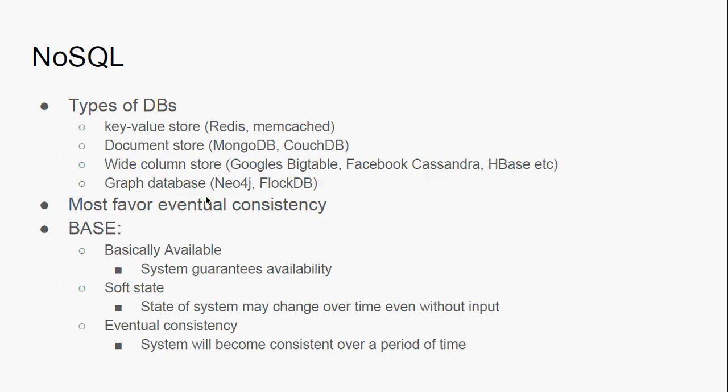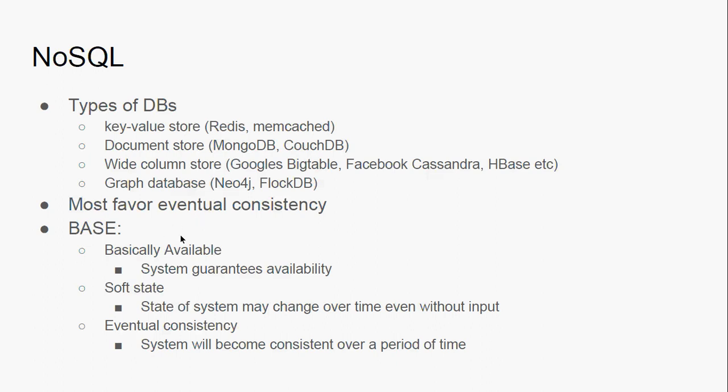Another popular type is graph-based databases. They are not quite old compared to the first three, but recently they have slowly picked up, and people have started using them. And most of these kinds of databases favor eventual consistency. That means if you make an update, it's not guaranteed that the next read will get that, but eventually it will. That's why most of them favor eventual consistency.